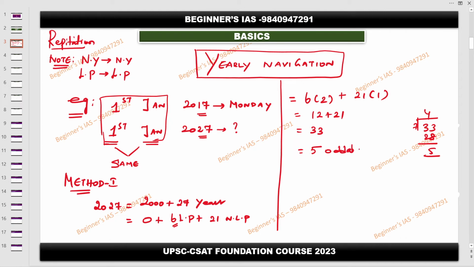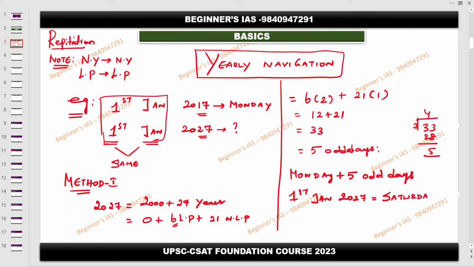So now, what would be the answer? The answer is Monday plus 5 days. 5 odd days is going to be the 1st Jan 2027. So which day? Monday plus 5? Saturday. So Monday plus 5 is nothing but including Monday 6. Therefore 6 is assigned for Saturday. So the answer is Saturday.